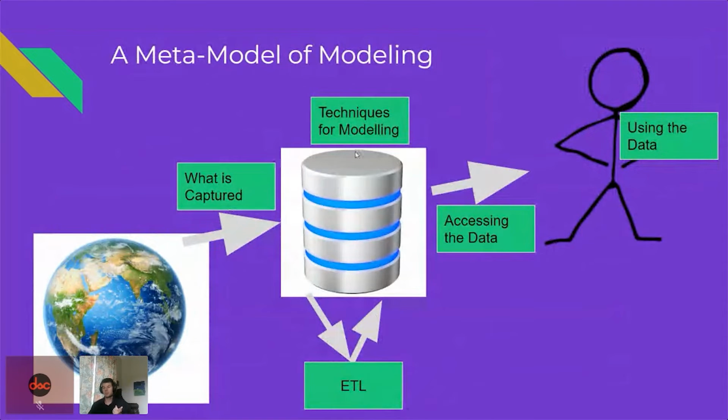Then we have the techniques for the modeling. So what is that data going to look like when it's stored? Is it in a CSV? Is it in an ontological model? Are we going to put it in one data model and then do some ETL to move it over to another data model? How is that going to fit? And then the next step is, okay, we've got the data fixed. How are people going to access that data? Are they hitting it with APIs? Are they writing SPARQL queries? Are they writing SQL queries?